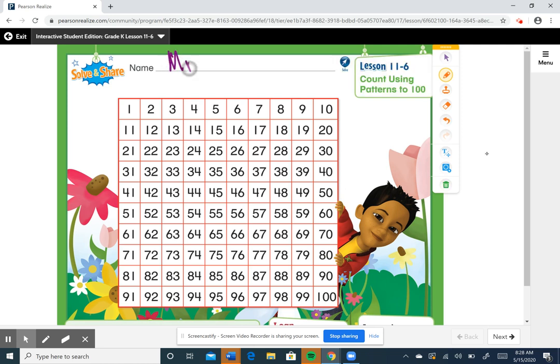Good morning, kindergarten, and happy Friday. I hope everyone had an awesome time yesterday for our track and field day. I got to see some pretty cool pictures, so I'm glad we had a lot of fun.